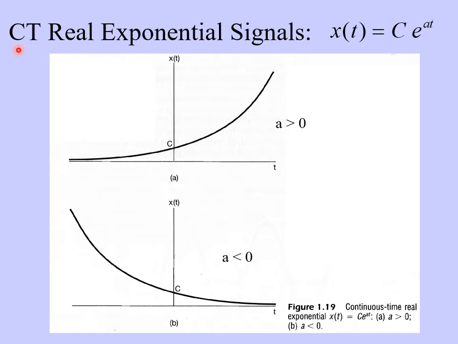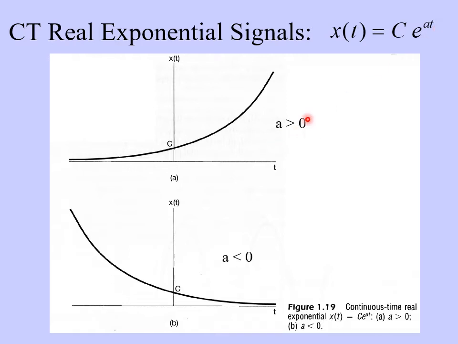So let's start out by talking about a continuous time real exponential signal. Mathematically, our signal here can be represented by the function x of t, which is equal to c, some constant, we'll let that be a positive number, times e raised to the at. Now, the exponent here is some coefficient a multiplied by time. And there are two options for a. It can be positive or negative.